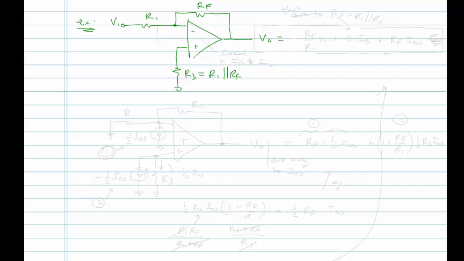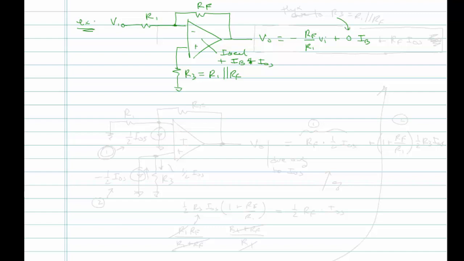Okay, so this here has its ideal plus IB plus IOS. So we'll go ahead and include IB. But because I have already added my R3, that's R1 and RF in parallel, I already know that I have canceled the effects of IB. So I'm going to go ahead and fill out what I know I can write, which is minus RF over R1 times VI. I'll also say it's plus 0 IB.